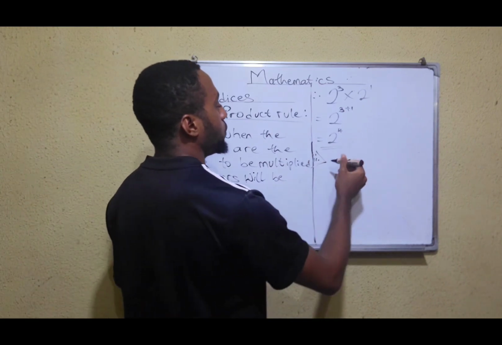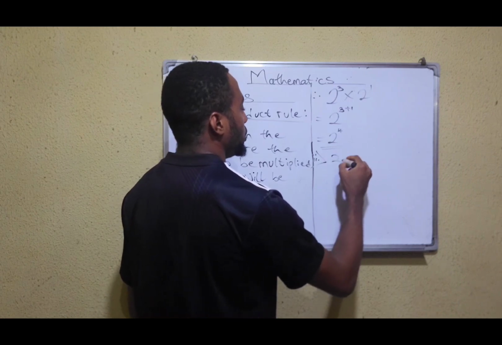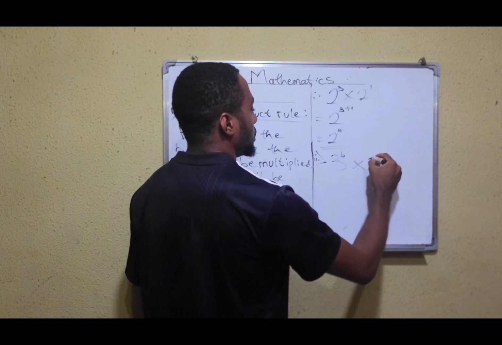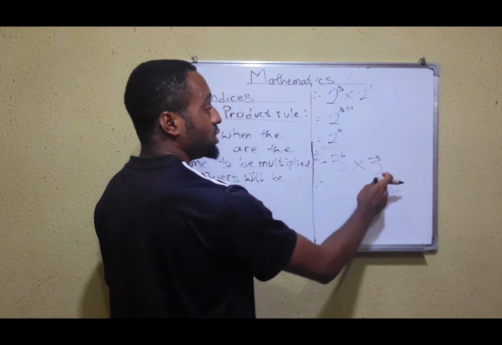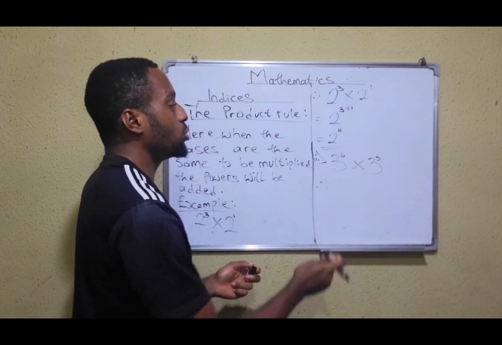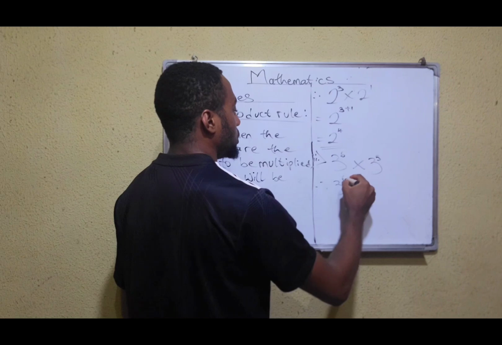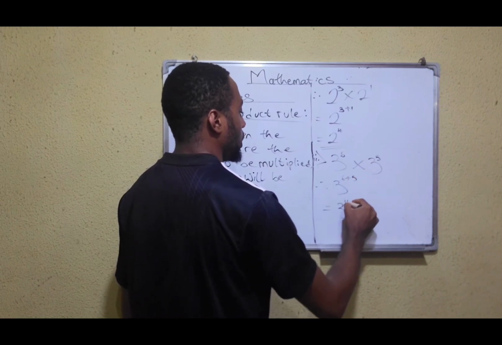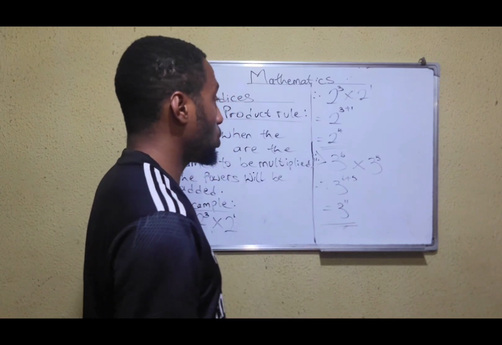If we have, let's assume, 3 raised to power 6 times 3 raised to power 5. So far, these bases are still the same. You end up adding their powers. So this gives us 3 raised to power 6 plus 5, which is equal to 3 raised to power 11. Final answer.